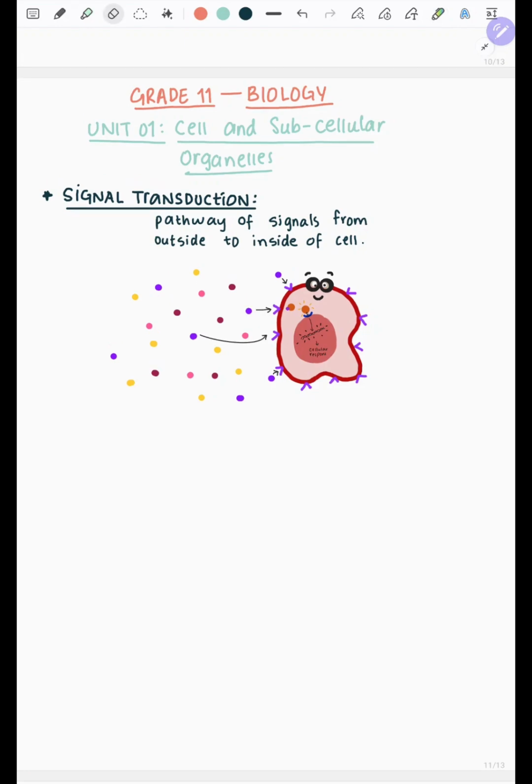Now, there are two types of molecules. Either they are water soluble like proteins or they are lipid soluble like lipids. Both of them have their own mechanism, almost similar but a little bit different, for the transport inside the cell.